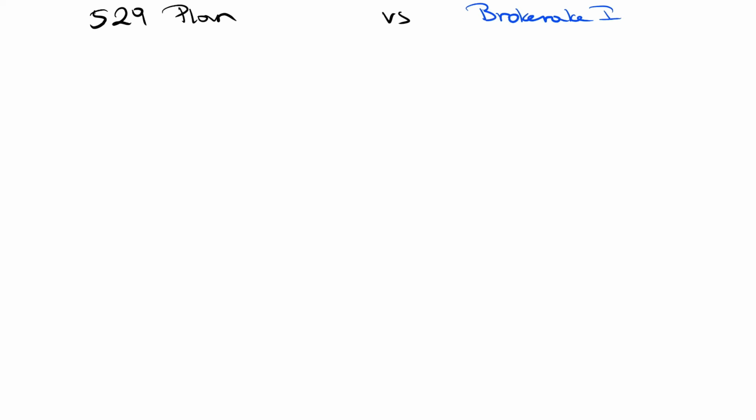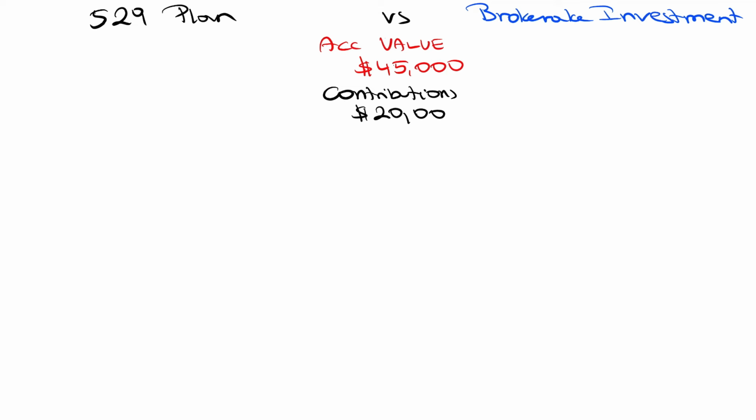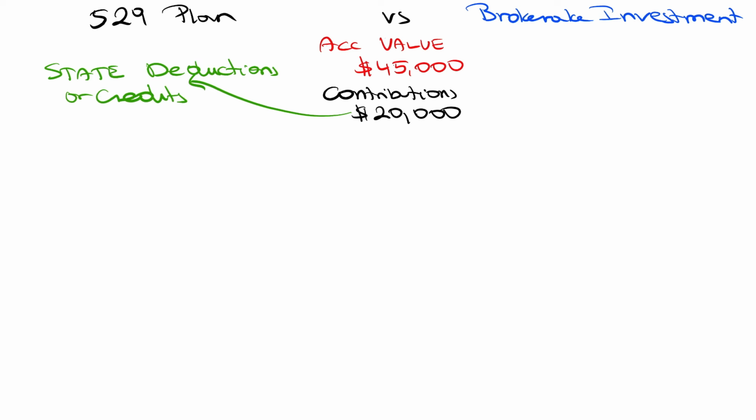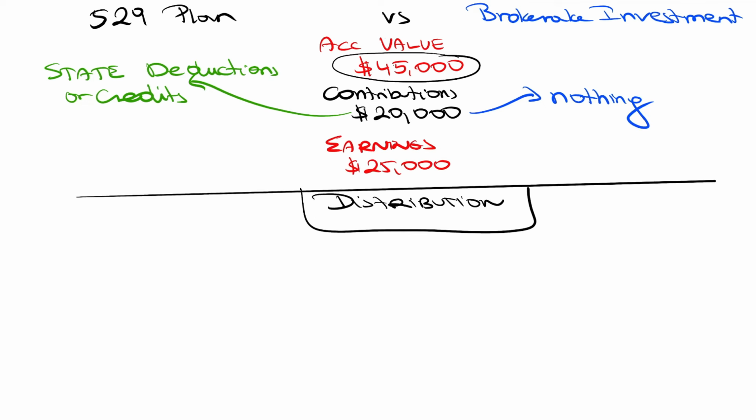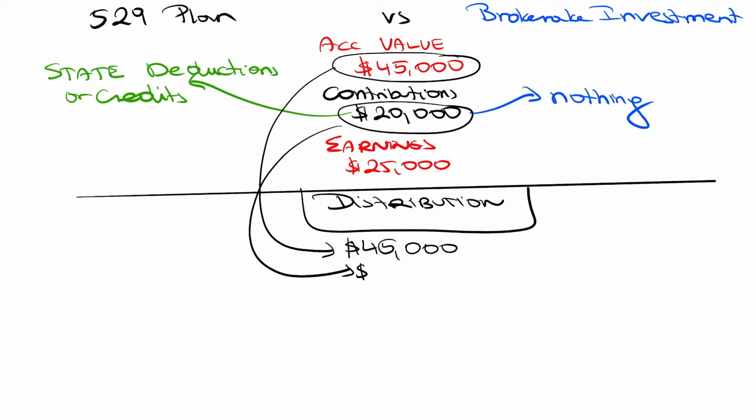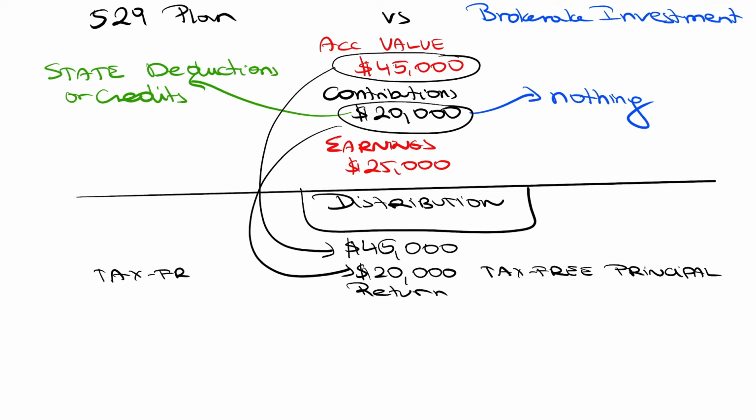Let's assume your account value is $45,000, of which $20,000 were your contributions. Under the 529 plan, you would be able to deduct this on the majority of state taxes. However, if it's just a brokerage investment, you don't get the tax deduction. Now, let's say at this point you're going to distribute the whole amount. The $20,000 is the return of your initial investment, the principal, so it's tax-free under both scenarios.